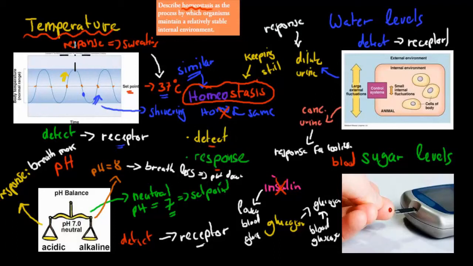And then there are specific examples for responses for each different thing, such as if our temperature is too low, we shiver. If it's too high, we sweat. But it's all about keeping that constant internal environment. That's how homeostasis works. So hopefully that made sense.